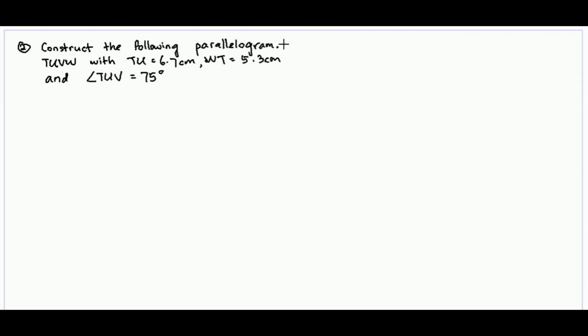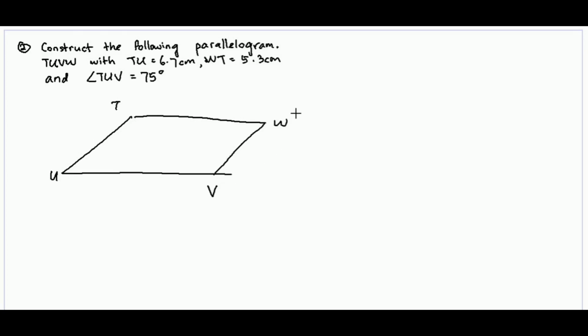The following parallelogram TUVW with TU equal to 6.7 cm, WT 5.3 cm, and angle TUV equal to 75 degrees. Before we start our drawing constructions, we try to sketch a parallelogram. TUVW. TU is equal to 6.7 cm and WT is 5.3 cm. TUV is 75 degrees.